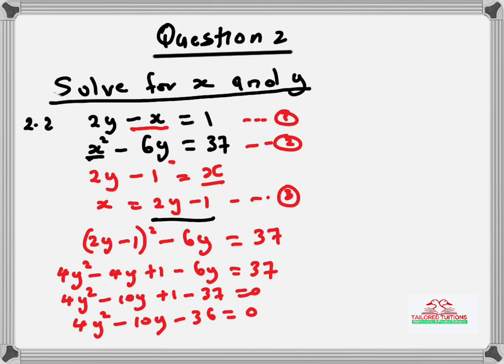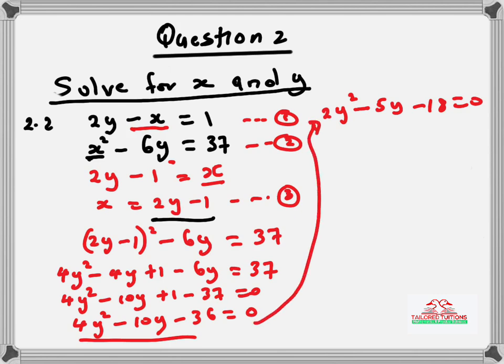Here there is a common factor in those numbers, and the common factor is 2. Now factoring out 2 in this equation will leave us with 2, I write it on top here, will leave us with 2y squared minus 5y minus 18 equal to what? Equal to 0. Remember, we are moving from here to there.